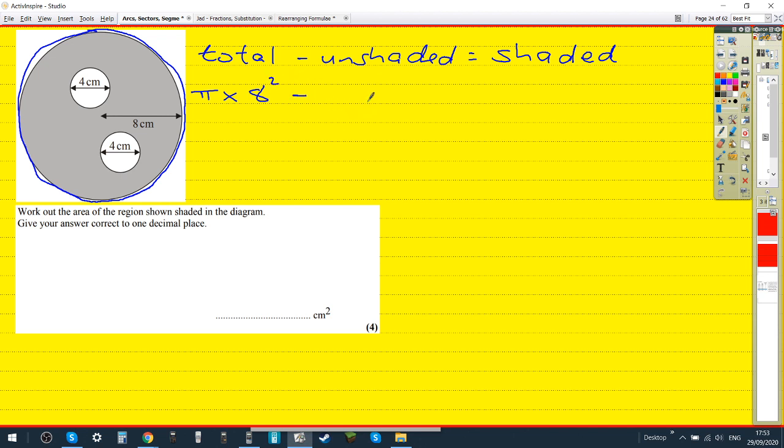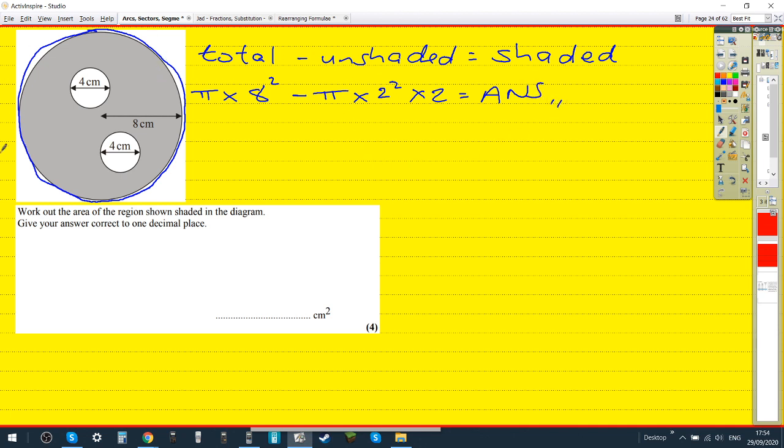How about the unshaded circles? How do you get their areas? Pi times 4 squared. We want the radius, the 4 is the diameter. Pi times 2 squared. Yep. And how many unshaded circles are there? 2. And so you would double that one, and then that would give you your answer.